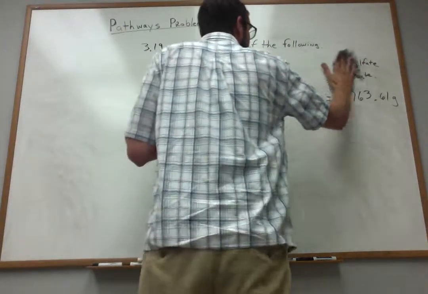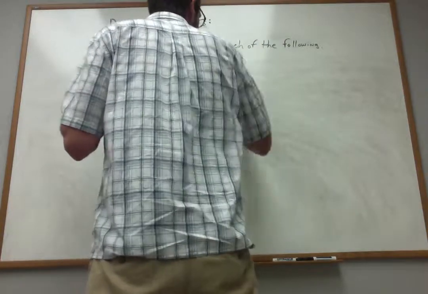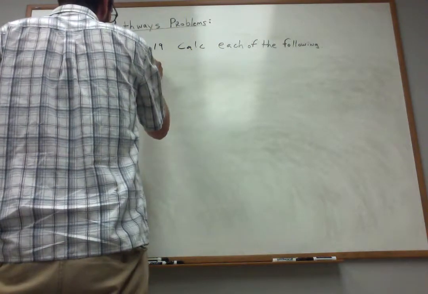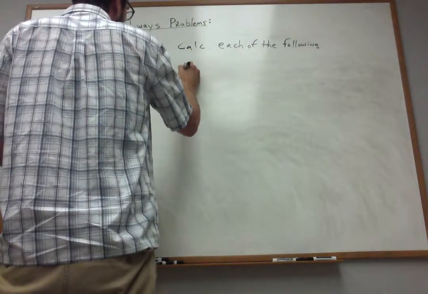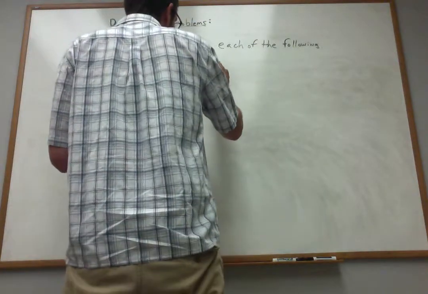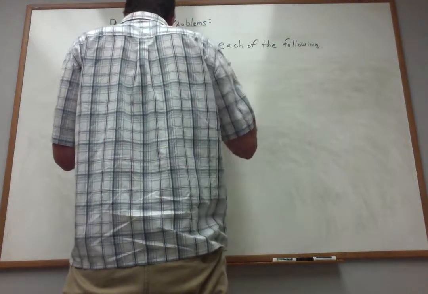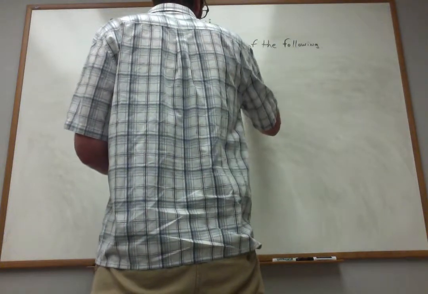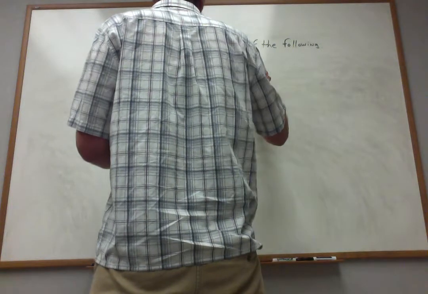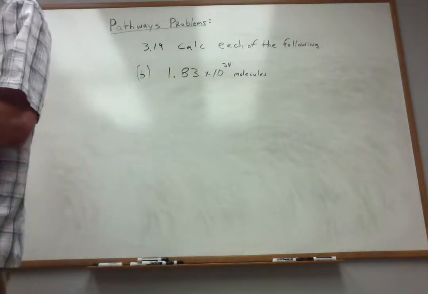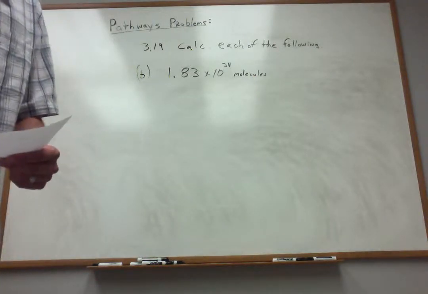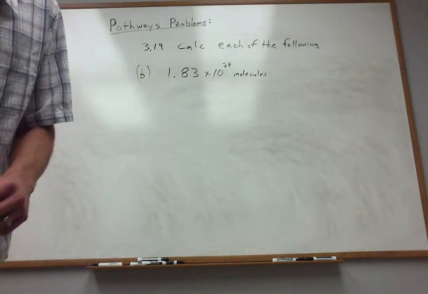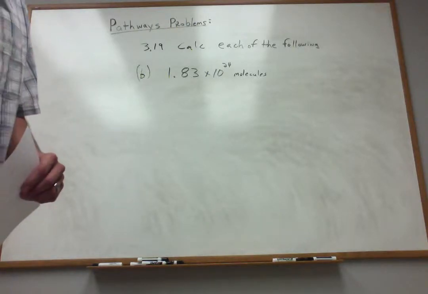Moving on. Part B. All right, so in part B of problem 3.19, we're told that we've got 1.83 times 10 to the 24th molecules of dichlorine heptoxide.